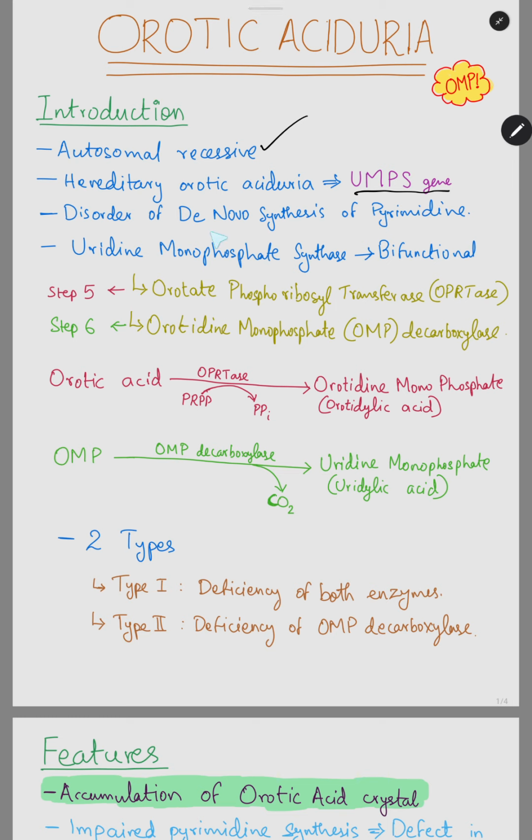It is a disorder of de novo synthesis of pyrimidine. The enzyme that is deficient or defective is uridine monophosphate synthase, that is UMPS. It is a bifunctional enzyme and it has two activities, that is OPRTase activity, orotate phosphoribosyl transferase, and OMP, orotidine monophosphate, decarboxylase activity.